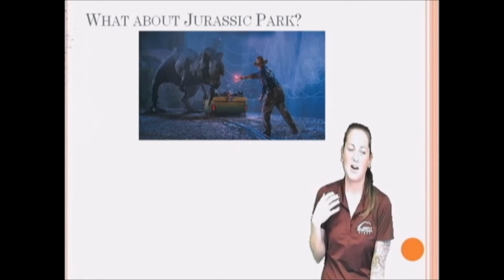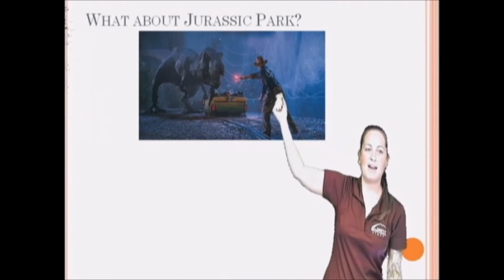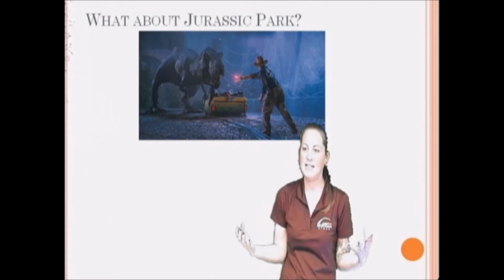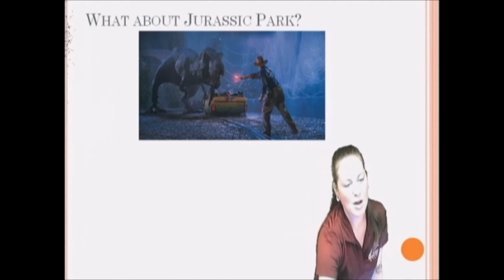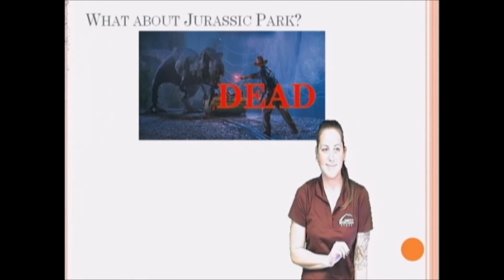T-Rex flips over this car. Dr. Grant comes out with a flare, and he's waving it around. He's trying to get T-Rex to follow the flare. So we now know that T-Rex had pretty good eyesight. He could see its prey. He could track its prey. So Dr. Grant would have been dead pretty fast.